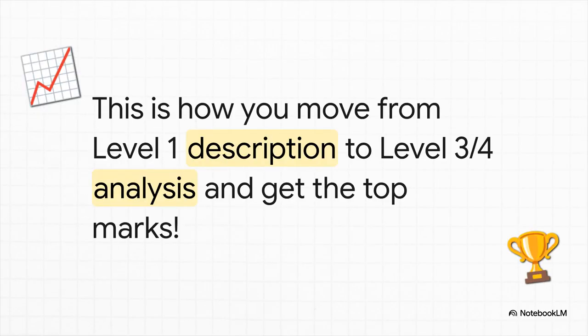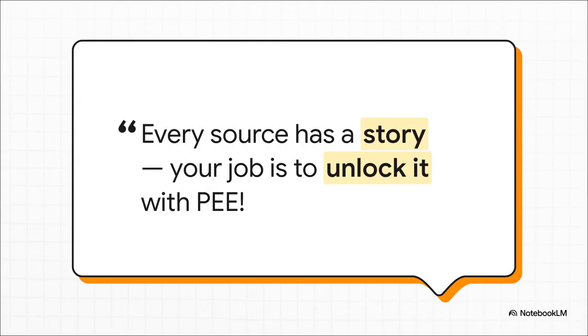So why does all this matter? Because following these rules is what moves you from a basic level 1 answer, which just kind of describes the source, to a level 3 or 4 answer, where you are truly analyzing it. That is the secret to scoring well and showing you really know your stuff. And that's a wrap. Just remember, every single source has a story to tell. Your job as a history detective is to unlock that story using your trusty PEE toolkit. Now go out there and start practicing.